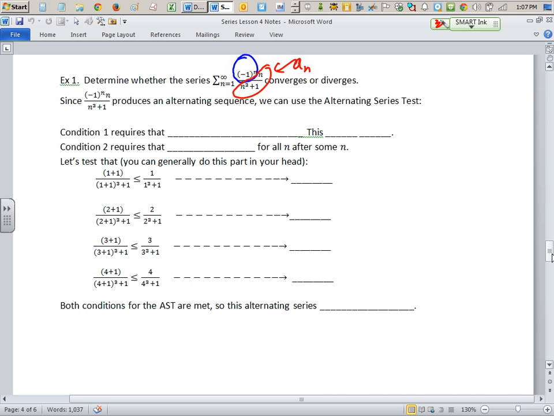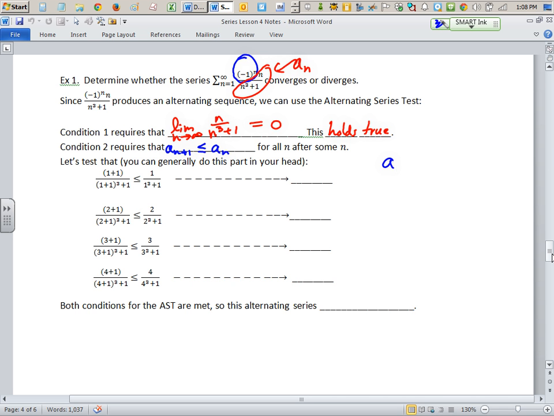Okay, condition 1 requires that the limit as n approaches infinity of n over n cubed plus 1 be 0. Is this a true statement? Yes. Yes, this holds true. Okay, so it passed the first condition. It also requires that a sub n plus 1 be less than or equal to a sub n.